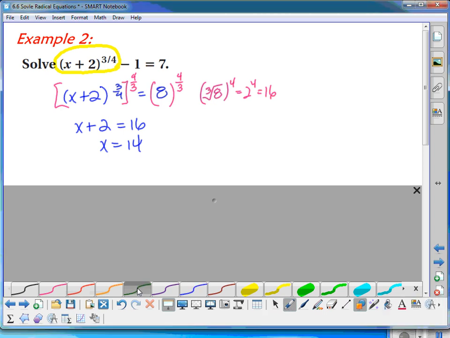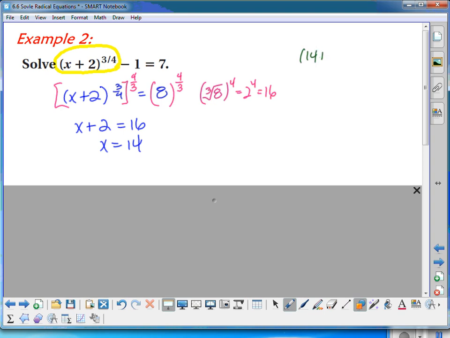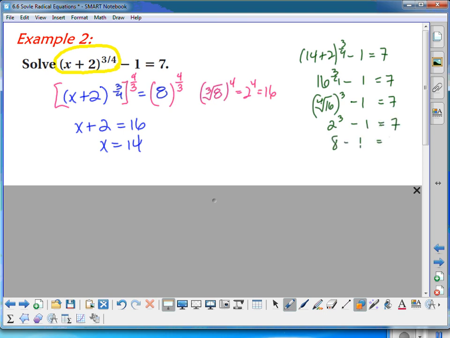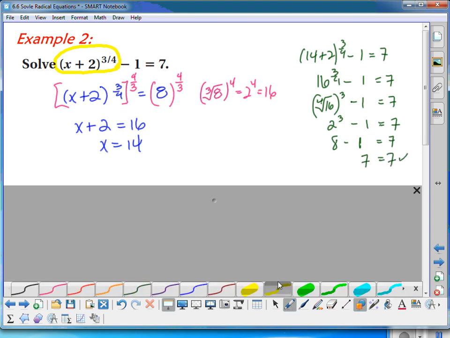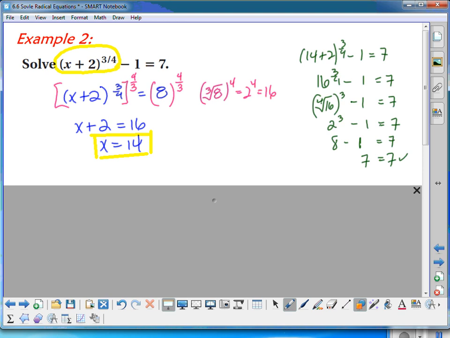All right, so I want to check my answer and make sure that it works in the original equation. So 14 plus 2 to the 3/4 minus 1 equals 7. That means 16 to the 3/4 minus 1 equals 7. So I'm taking the 4th root of 16 and cubing it. So that's 2 cubed, or 8. And 8 minus 1 does equal 7. So I know I did my work correctly, and the answer is x equals 14. Okay, any questions?